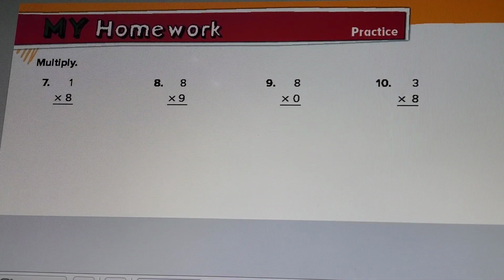7, 8, 9, and 10, this is multiplication. I'd like you to try it, and then you can check it with your multiplication chart and fix it. Number 7 is 1 times 8. Number 8, 8 times 9. Number 9, 8 times 0. And number 10, 3 times 8. 1 times 8 equals 8. 8 times 9 equals 72. 8 times 0 is 0. 3 times 8 equals 24.